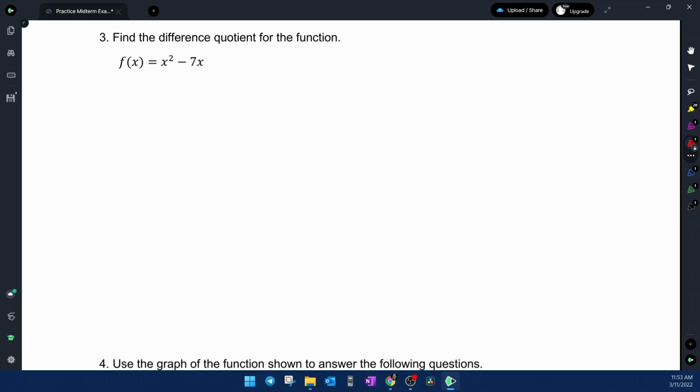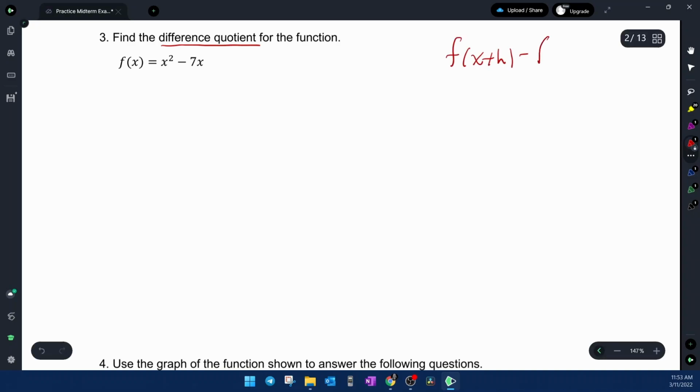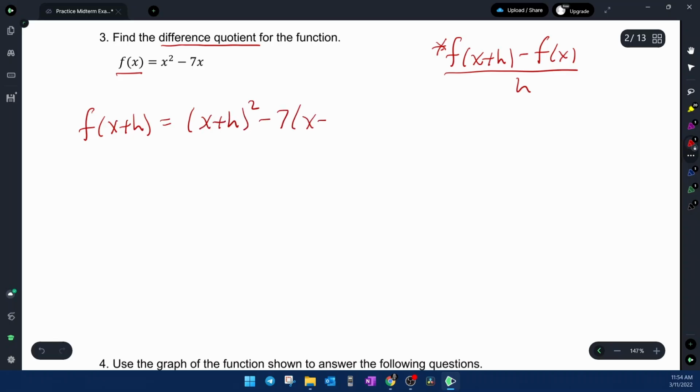Next, number 3, find the difference quotient. Well, the first thing you need to know is what is the formula for the difference quotient. That is f of x plus h minus f of x all over h. And here the first piece of the puzzle that we need to find is f of x plus h. So to find f of x plus h, we're going to replace every x in f of x with x plus h, and then we're going to need to simplify that expression.